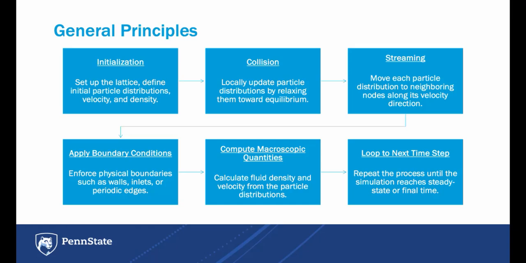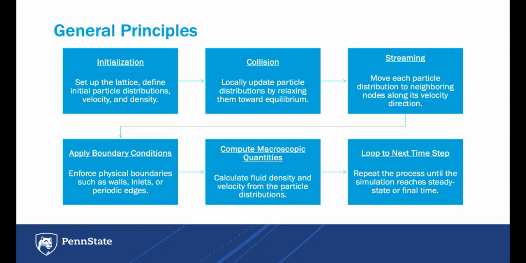Then we compute macroscopic quantities. Although we are tracking particle distributions, we want to know physical properties like fluid density and velocity. At each node, we calculate these values by summing the contributions of all particle directions.